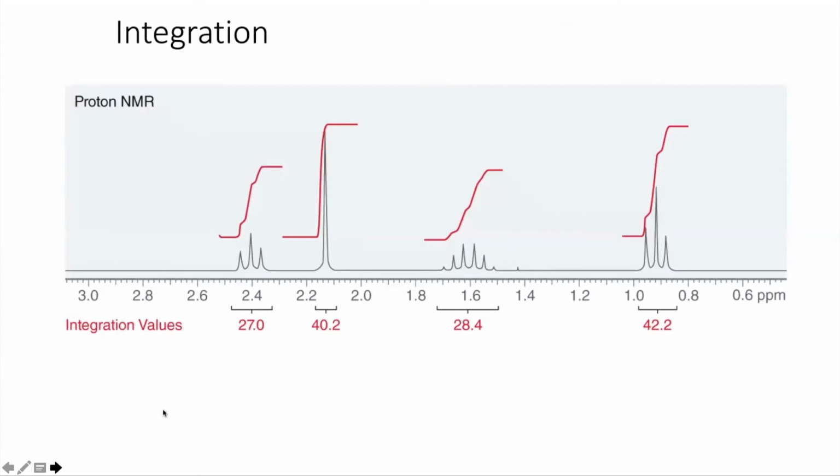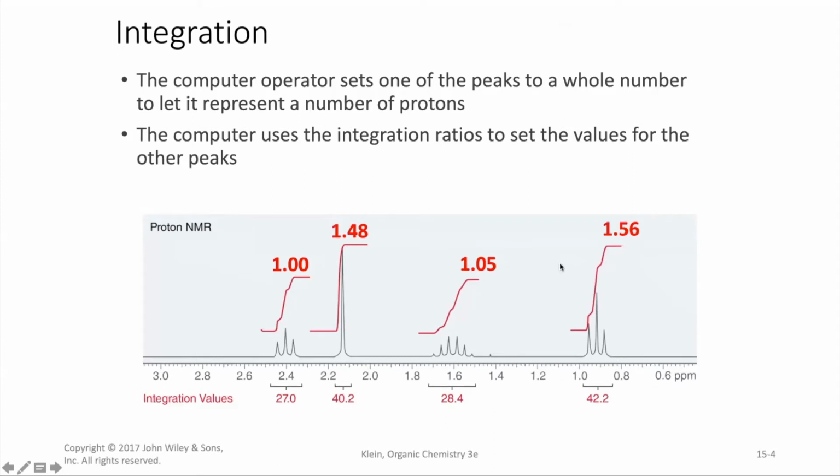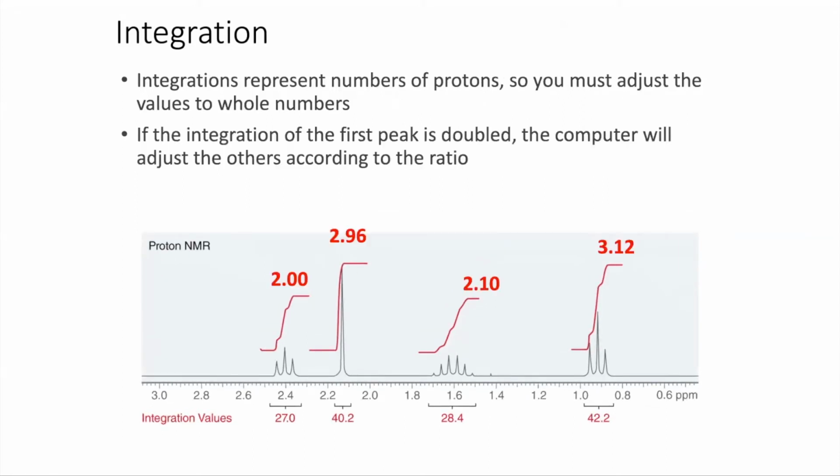If we look at this example, it gives values for the area under the peaks: 27.40 to 28.42. What you do when you get these kinds of values is take the lowest value and divide each of these values by that number, which gives you a ratio. So this is 1, this would be 1.48, 1.05, 1.56, but obviously you can't have 1.48 protons or 1.05 protons. If you bring that to whole numbers, it ends up being 2 to 2.96 to 2.1 to 3. Ultimately, what you get is 2 protons, 3 protons, 2 protons, and 3 protons.